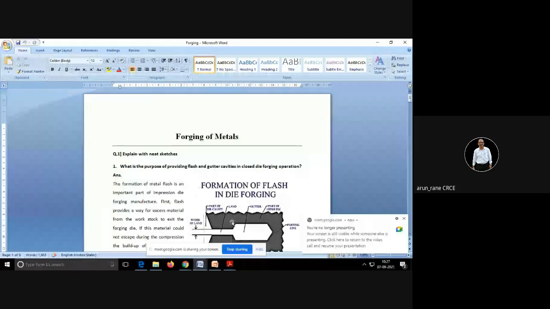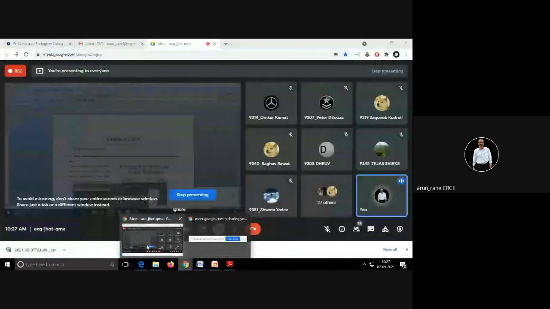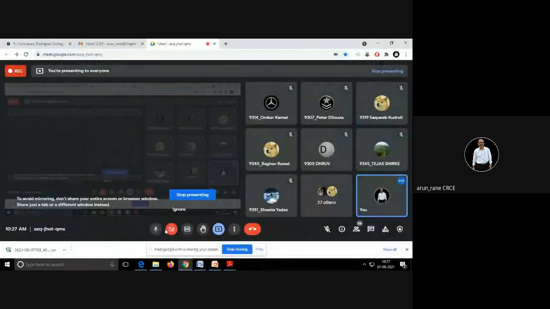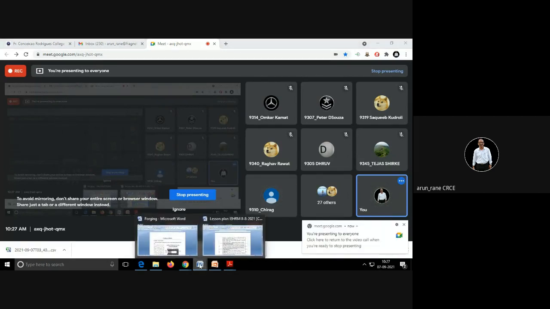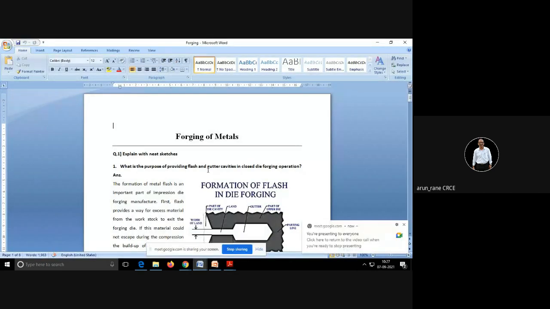Now I just wanted to show you the Word file about the forging. Have I uploaded this in the classroom? Any idea? Forging of metals? Anyone is aware? Yes, sir. Forging was done in the last lecture. No, no. Have I uploaded on the classroom these notes? No, no, sir. No? Okay. So I'll upload it. Presentation as well as notes also. Presentation we have done. Forging.